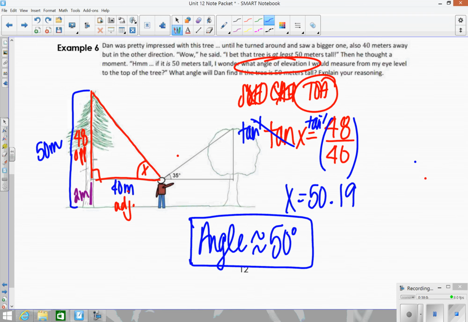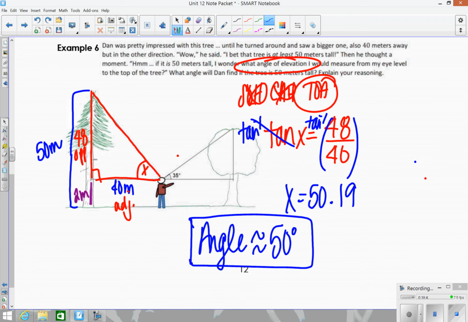I'm not going to worry about writing out the explanation, but we do know that the whole idea here, if this tree was 30 meters tall and the angle of elevation was 35, it seems reasonable to say that since this tree is approximately 50 meters, or we're assuming 50 meters, it makes sense that the angle of elevation is close to it. Also, we took into consideration that he's 40 meters away, this being 50, him being 2 meters, left us with this 48 meter measurement. And then we just used our right triangles to figure it out.